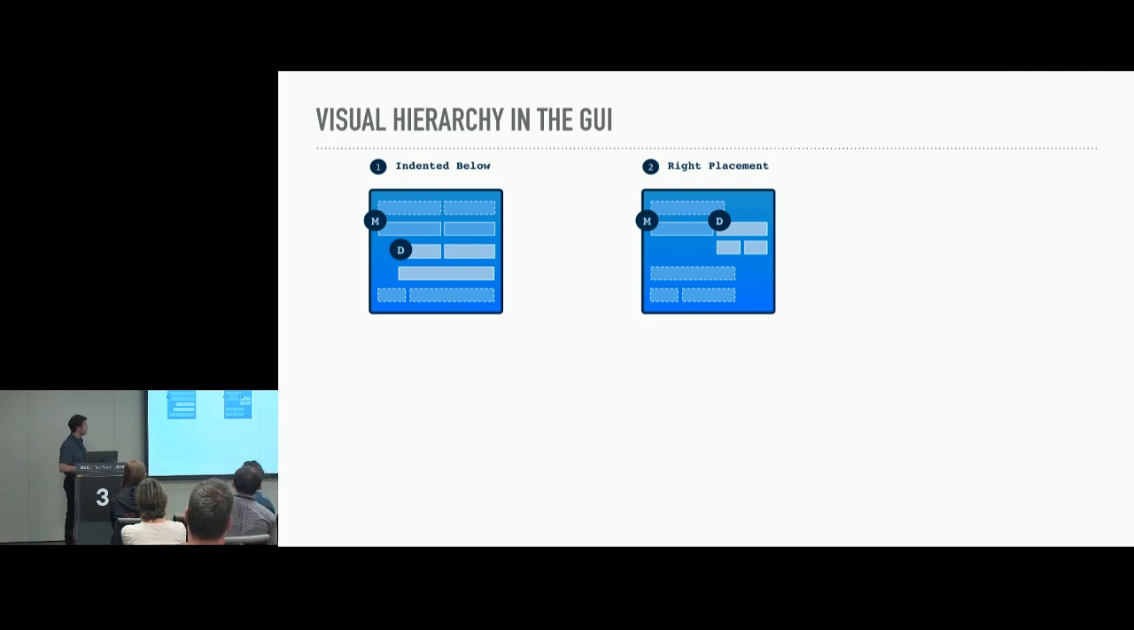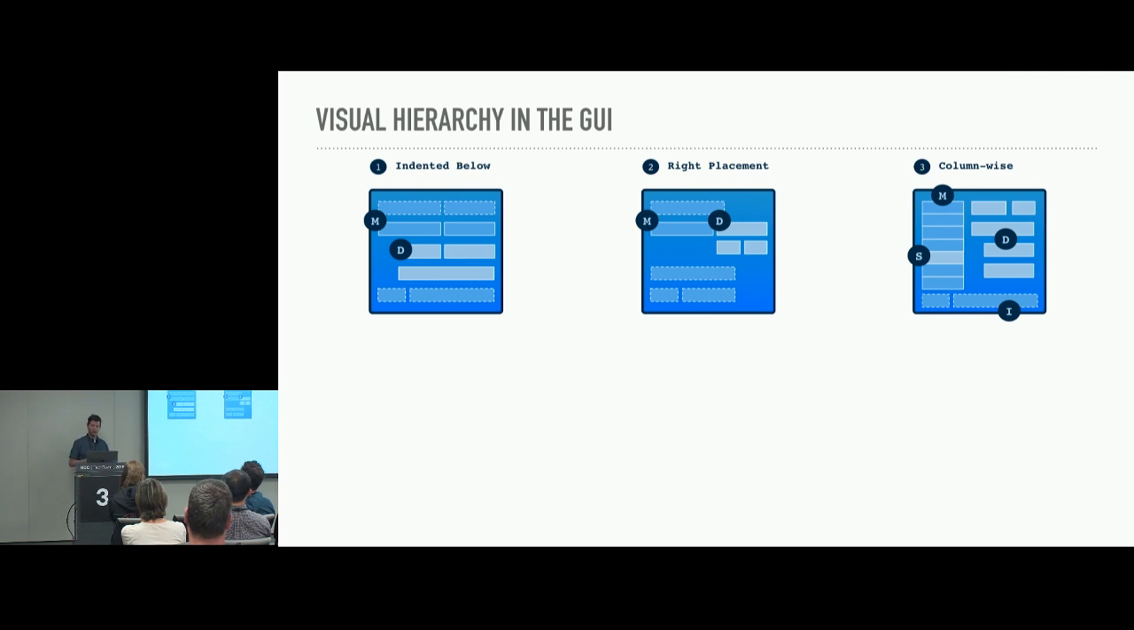Another way to indicate this relationship is to have the detail on the right side. We can do this in a column-wise manner. So you see there, in the master level, we have a selection S, and that selection will change what you see in the detail level. The I at the bottom, it's just to indicate that, of course, you can have things that are outside the master-detail relationship, sort of an independent area.